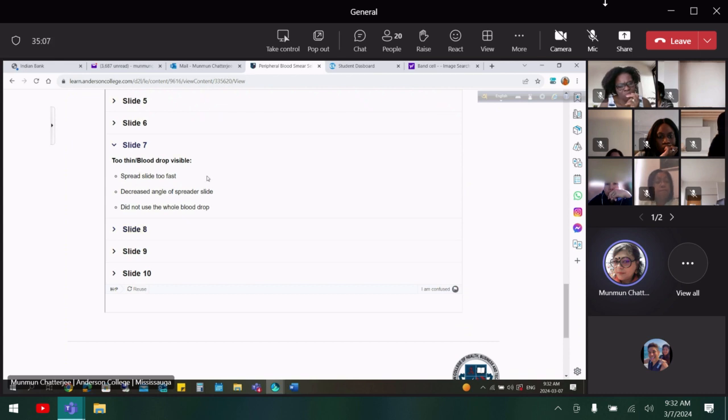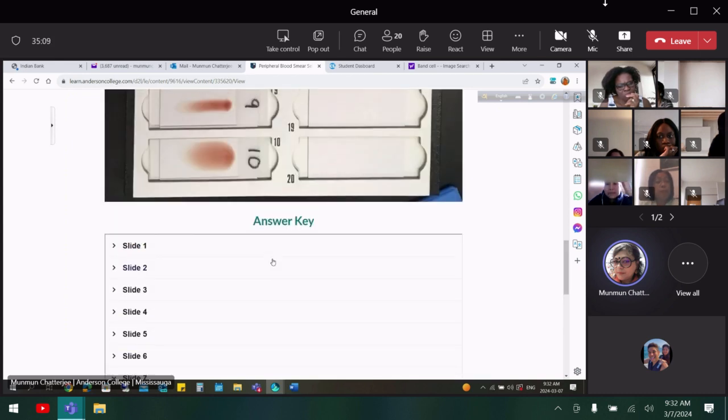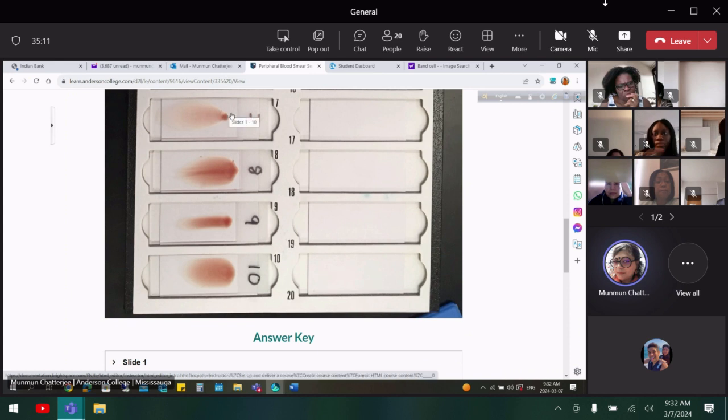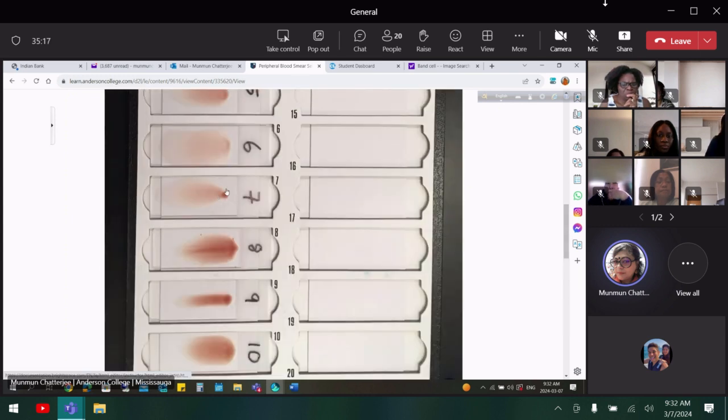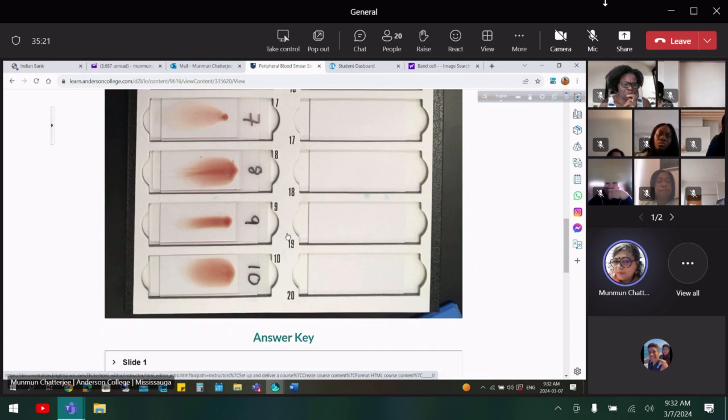Spread slide too fast: decrease the angle of the spreader slide. That's what I'm telling you, decrease the angle of the spreader slide. That's why it went like this. And what is the other? Did not use the whole blood drop. You just put the slide and just go. Eight is the worst. Eight and nine are the worst slides.